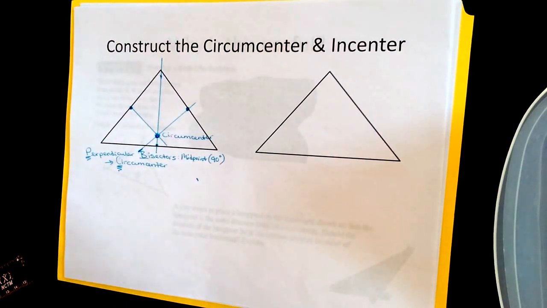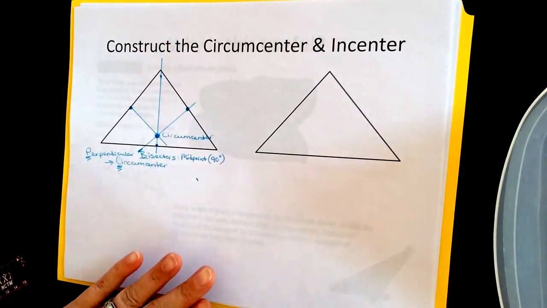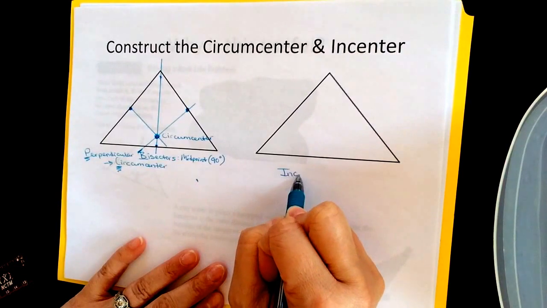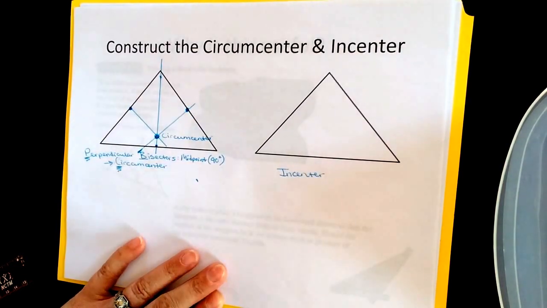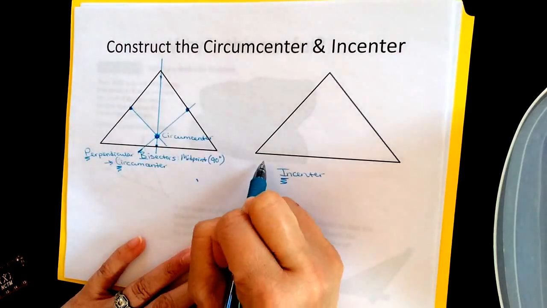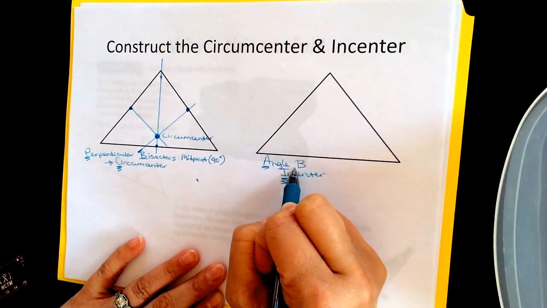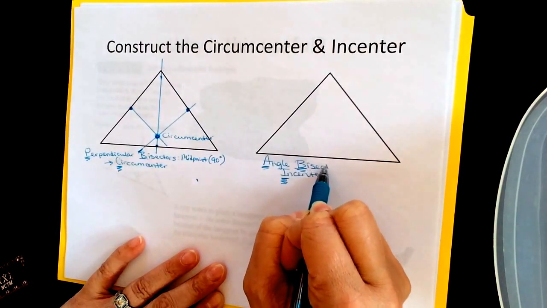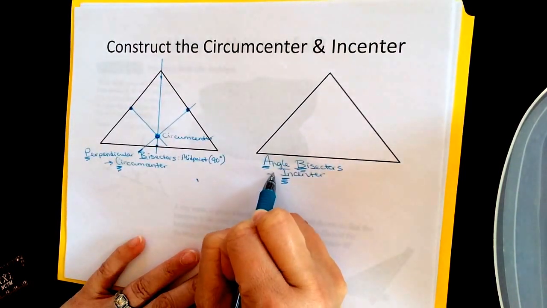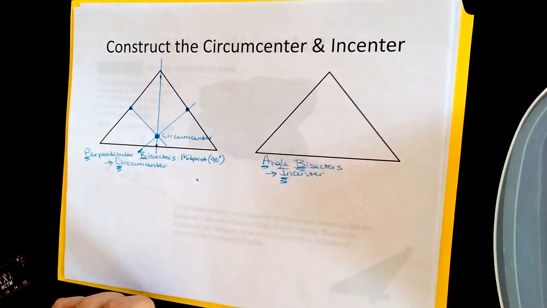Alright, and then over here we're going to do our incenter. And remember, to get your incenter, the saying was a banana and ice cream. So the A really stands for angle, B stands for bisectors. If you draw your angle bisectors, that will give you the incenter of the triangle.